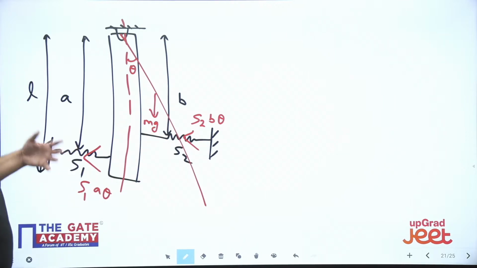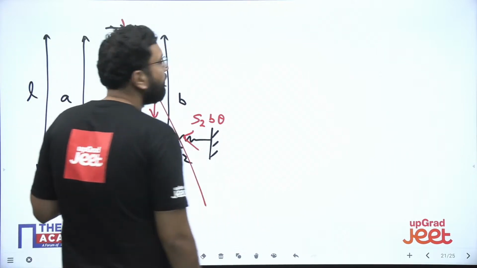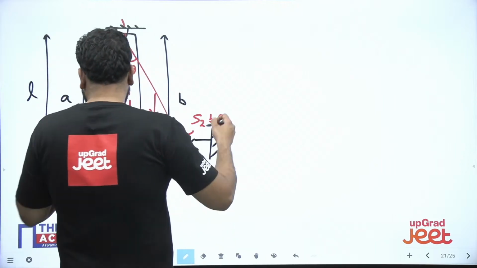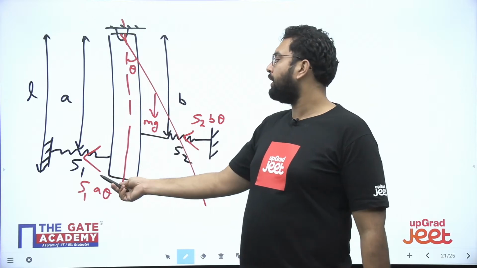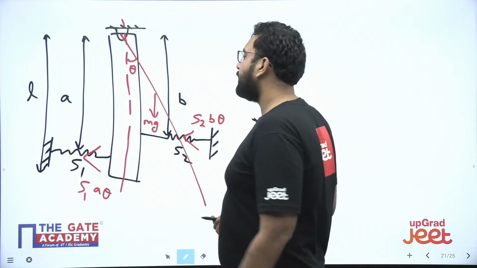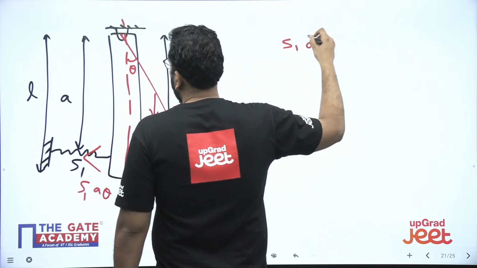Now we can take the moment. To take the moment, we have to multiply the force with the perpendicular distance. So what is the perpendicular distance of the force S1 A theta to the hinge? It is A only. So this is S1 A square theta, and you see this is clockwise.